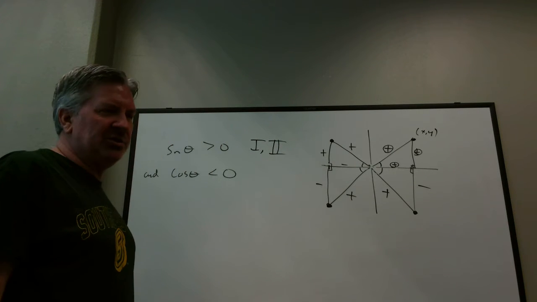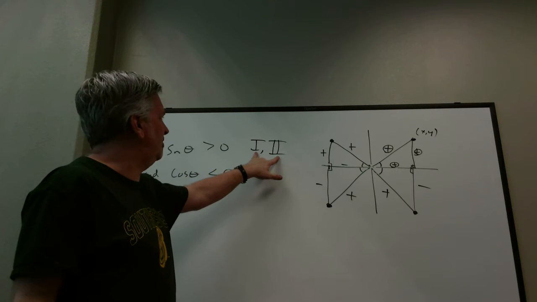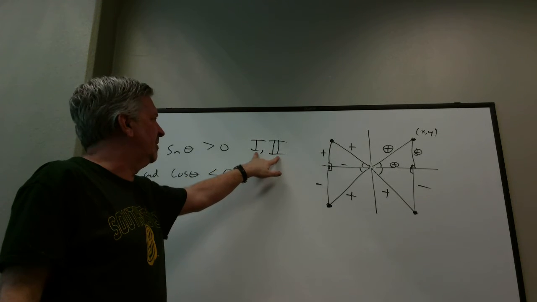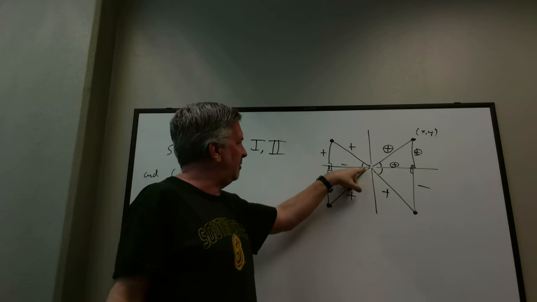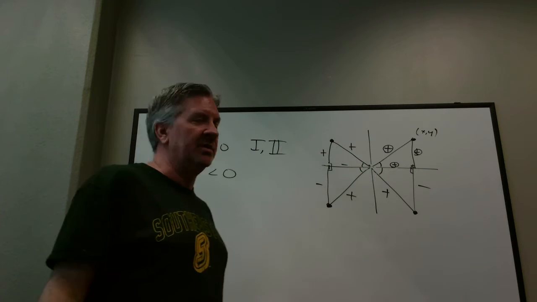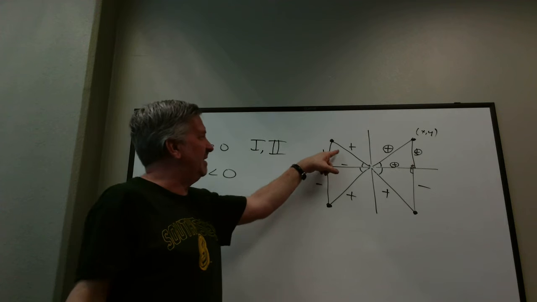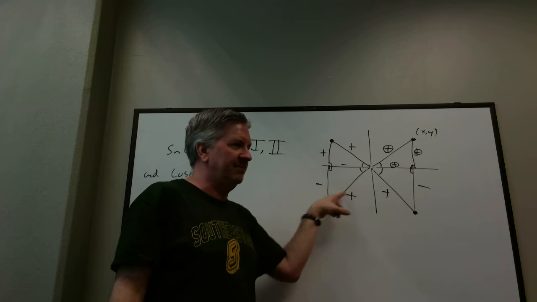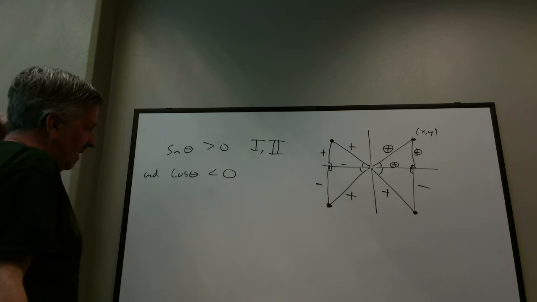I don't even need to check the other 2 quadrants, because I just told you sine is positive in exactly 2 quadrants. But let's just check anyway. In the third quadrant, sine is negative. Fourth quadrant, sine is negative. So it doesn't hurt to go ahead and double check, because if you made a mistake here, you'll catch yourself if you go through all of them.